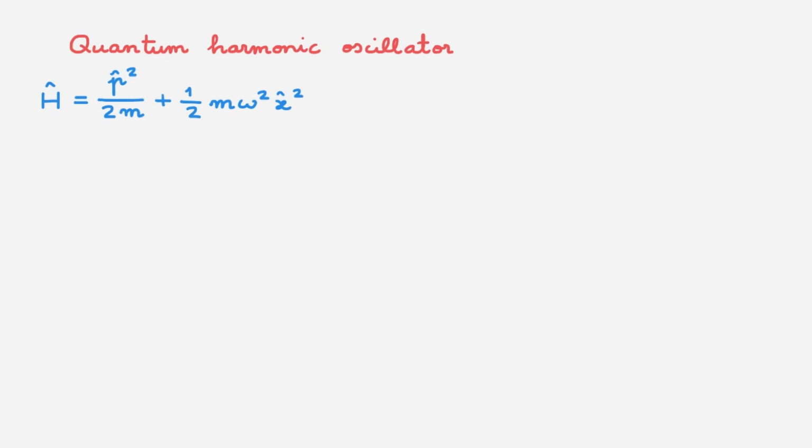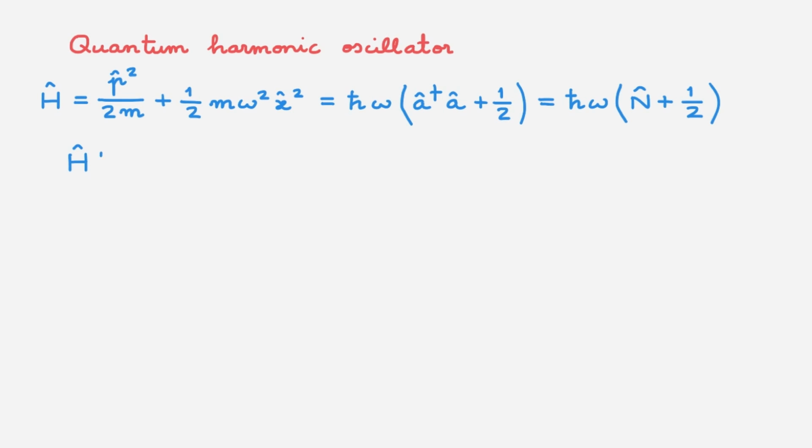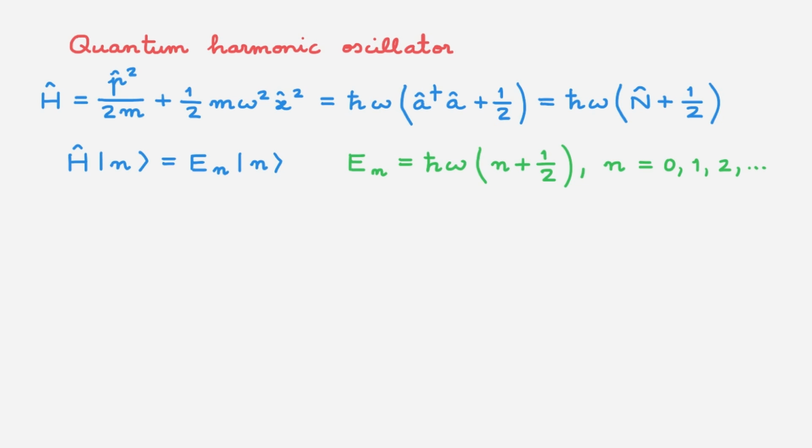What about the quantum harmonic oscillator? Remember that the Hamiltonian H is equal to the kinetic energy plus the potential energy. And we can also write it down in terms of ladder operators or in terms of the number operator. The eigenvalue equation of the Hamiltonian is H acting on the ket n equal to En times the ket n. And the eigenenergies are quantized, where n is a non-negative integer.